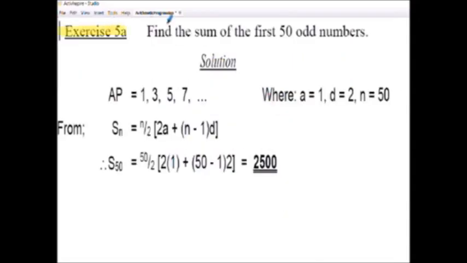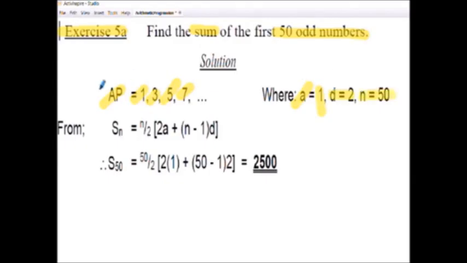Exercise 5a, again we're asked a sum equation. We're asked to sum the first 50 odd numbers in a series. So we have to define the series this time, it's not actually given to us. But the AP for odd numbers would be 1, 3, 5, 7. Okay, so a in this case would be 1. The common difference we can see is 2. 3 take away 1 is the 2. And we're asked to summate the first 50 terms, so n is equal to 50.